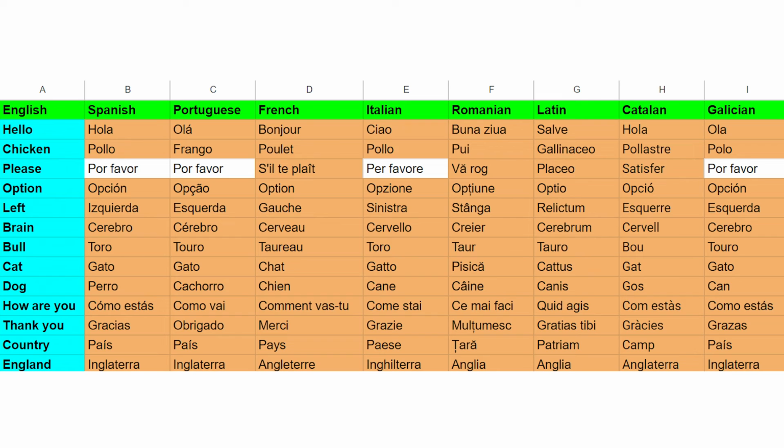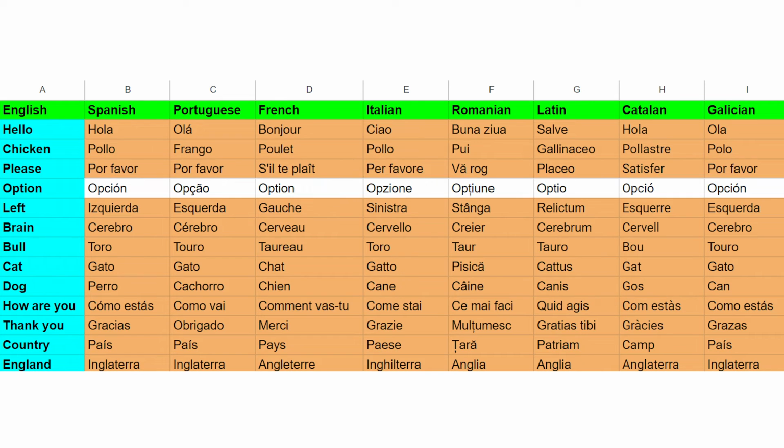If you look at the word please, for example, you've got Spanish with por favor, we've got Portuguese with por favor as well, Italian with per favore, and you've also got Galician with por favor. The word option right here is identifiable in every single language if you understand how the Romance languages work with taking off the ending and attaching on the particular ending for that language.